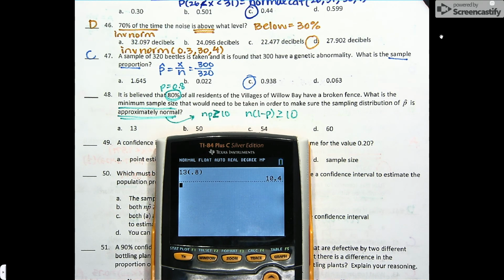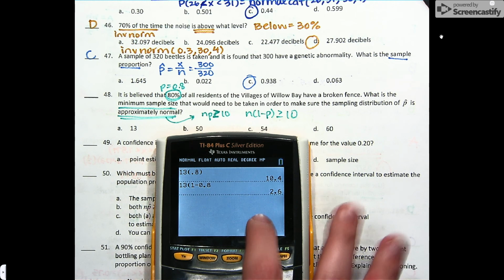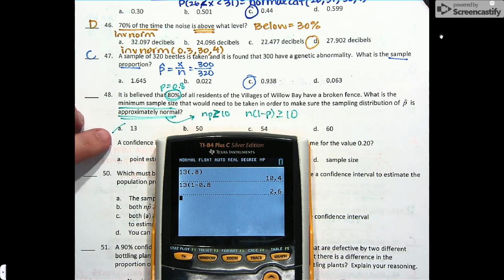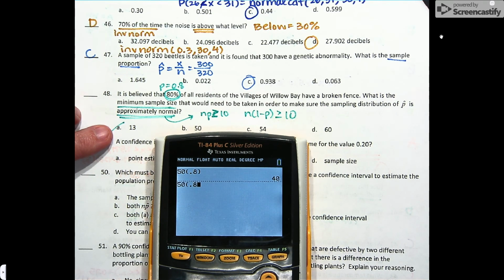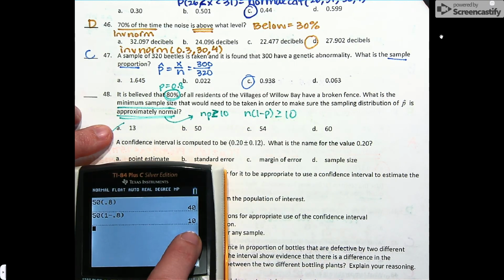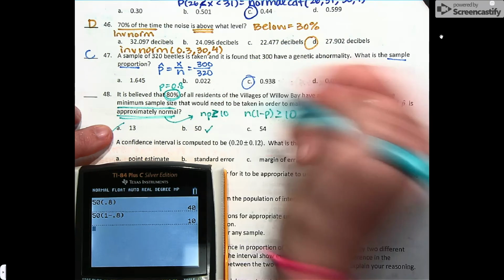So 13 times 0.8 is greater than or equal to 10, and 13 times 1 minus 0.8, thinking ahead there, is not greater than or equal to 10. So that would not be approximately normal. Okay, the next one, 0.8 times 50, so sample size times 0.8 is greater than or equal to 10, and sample size times 1 minus 0.8 is technically greater than or equal to 10, right? 10 is greater than or equal to 10. So B is working.